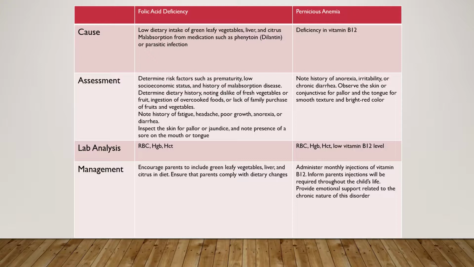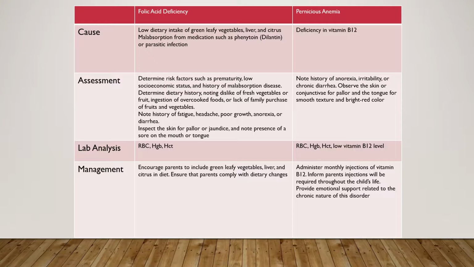Also, if a child's on Dilantin or has a parasitic infection, that can cause folic acid deficiency. Sounds like a really good test question. Where pernicious anemia is simply a deficiency in vitamin B12. So for folic acid, we're going to see what kind of risk factors they had, and the list is there.